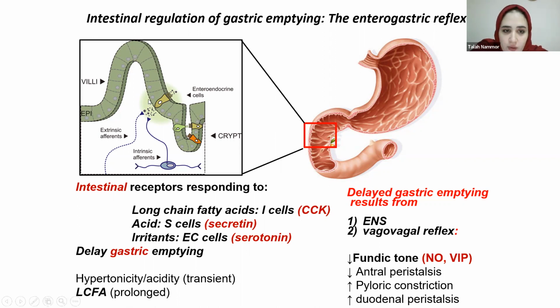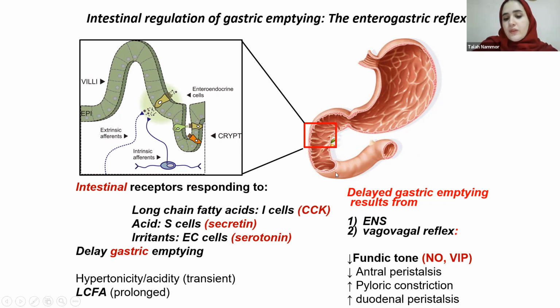These I cells are here, okay? Those I cells will see the fatty acid. So they're like, okay, I will release CCK. So CCK is released. And then we have acid. The acid will bind to the S cells in here and it will release secretin. So now we have CCK and we have secretin. CCK and secretin are going to go all the way into the vagus nerve and into the enteric nervous system to cause inhibition of the antrum and of the duodenum and so on.